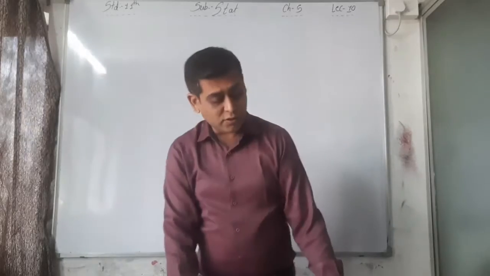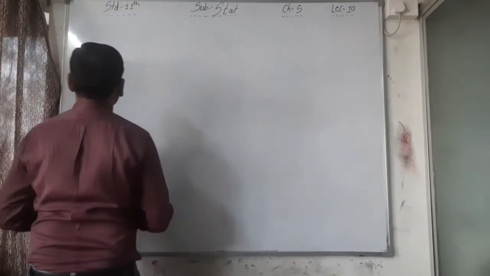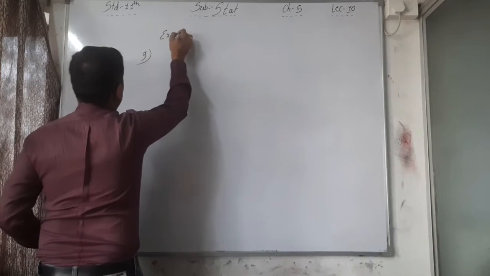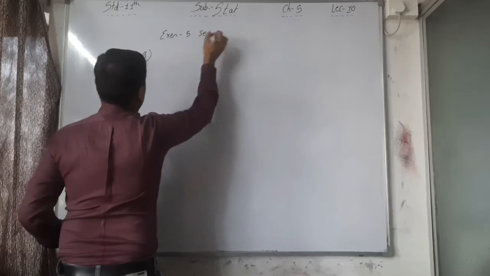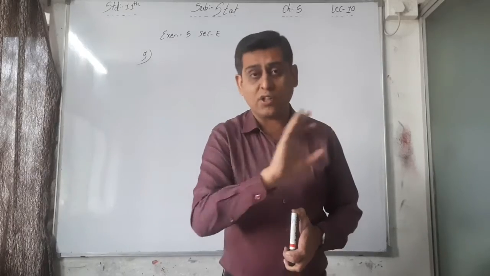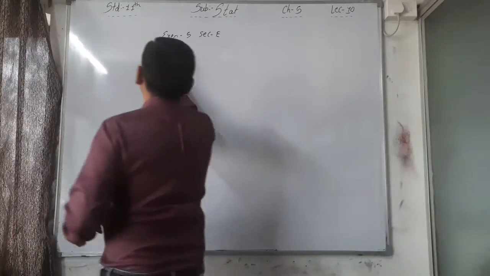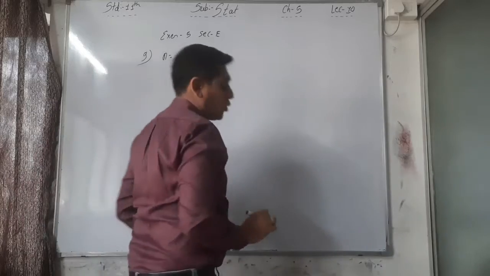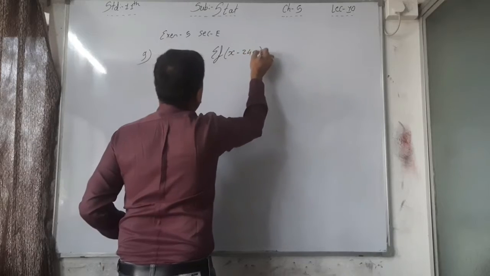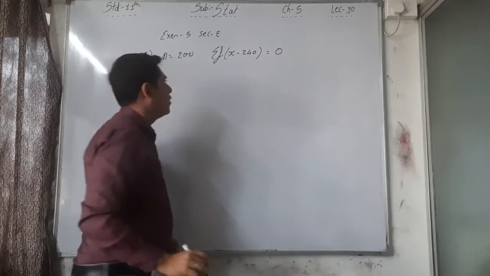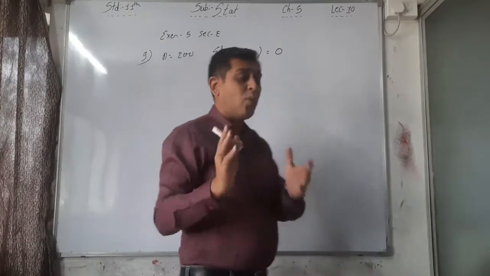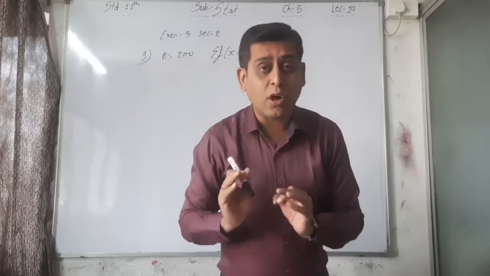And the 9th sum, see the 9th sum, the style of the question is the only thing that changes here, nothing else. See, in the sum, what is the data given? n is equal to 200, sigma f into x minus 240 is equal to 0. See, why is this value given? If the value is 0, then why is it given? What is the use of this value?